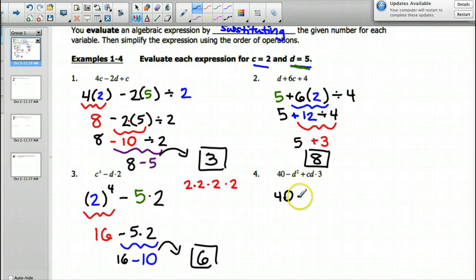So again, I'm going to use my parentheses anytime I'm plugging in a number into a power. So I'm plugging in or substituting a 5 in for d. So this is 40 minus 5 squared. Make sure you put that 5 in parentheses.